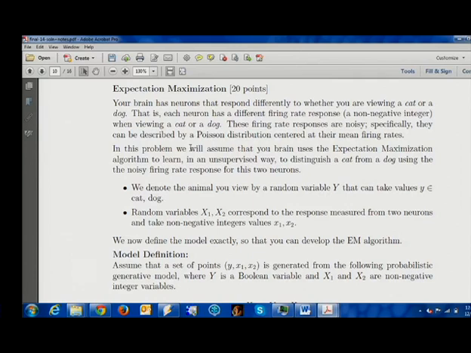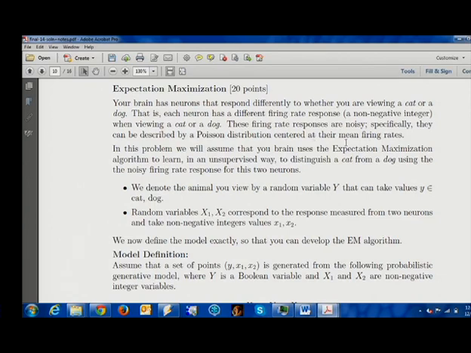Can you read this at the back? Okay. So here is a nice story. We positioned it in the context of neuroscience. It's actually a real example. Your brain has neurons that respond differently to whether you're viewing a cat or a dog. Each neuron reacts all the time, but reacts differently depending on whether it's a cat or a dog. Each neuron has a different firing rate response, which is a non-negative integer, when viewing a cat or a dog.